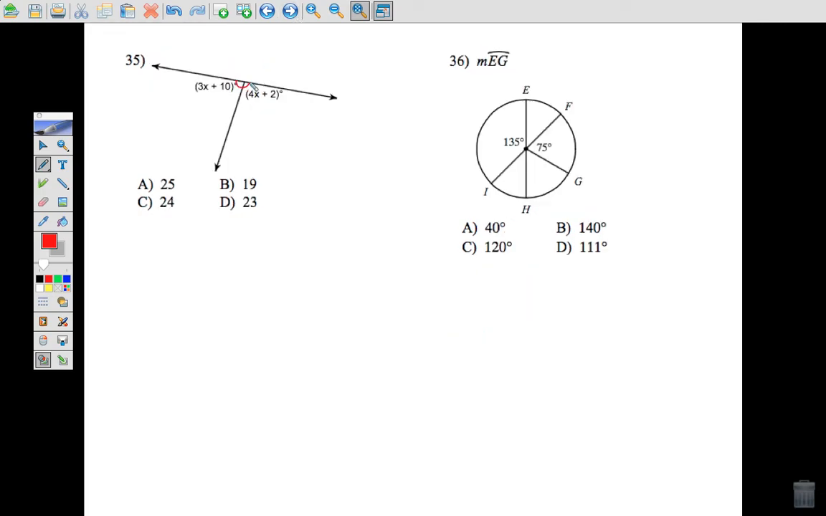These are a linear pair because they make a line, so you should be adding those together, and they should equal 180 since linear pairs are supplementary.